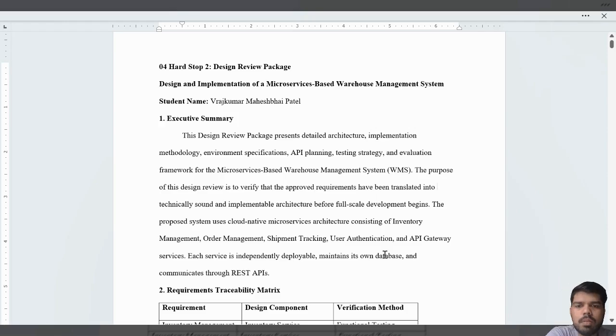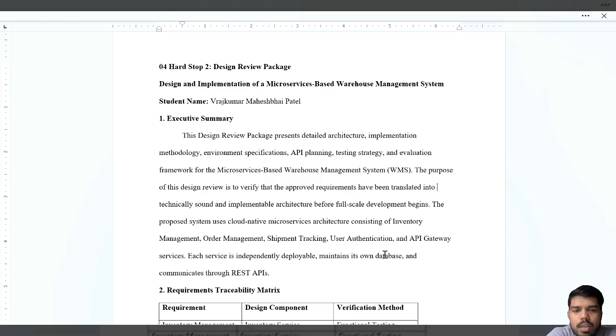Good morning, everyone. My name is Raj Kumar Patel, and my project title is Design and Implementation of Microservice-Based Warehouse Management System. The purpose of this project is to create a scalable warehouse management solution using modern cloud-native microservice architecture.